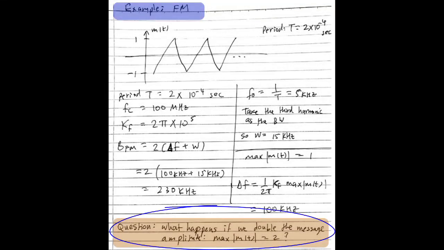We can also ask the question, what happens to the bandwidth if we double the message amplitude so that the maximum absolute message amplitude is 2? Please try this on your own, but you should be able to see that the delta F doubles while the message bandwidth remains the same. So the FM bandwidth in this case is 430 kilohertz.